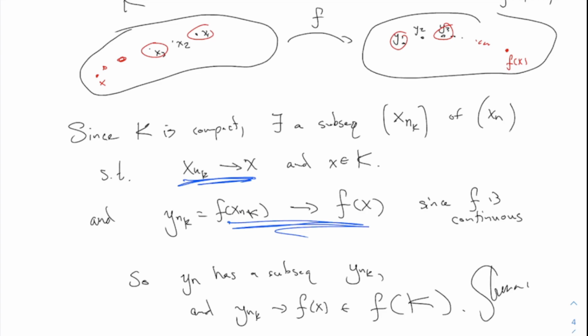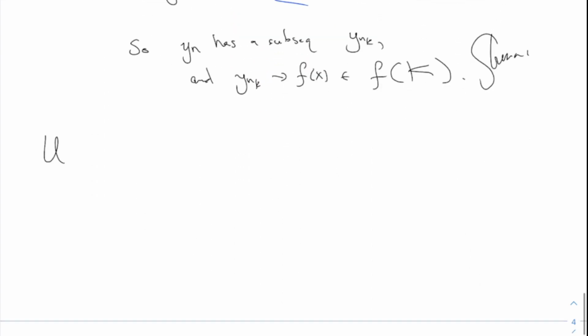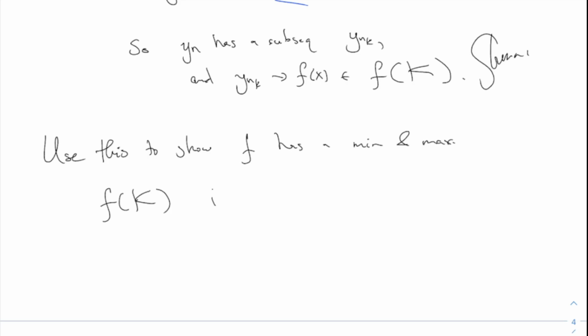Can we just tie this into the extreme value theorem? How can we demonstrate, let's use this to show that f has a min and a max. Now, remember, what we've just demonstrated is that f of K will be compact. So that means it's closed and bounded, by the Heine-Borel theorem.